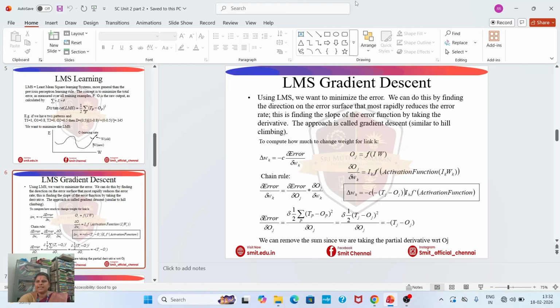Next is LMS gradient descent: how weights are updated to minimize error. In LMS, least mean square, we want to minimize the error between target output T and actual output O. To minimize error, we move weights in the direction that reduces error fastest. The error function is the mean squared error. Make E as small as possible.